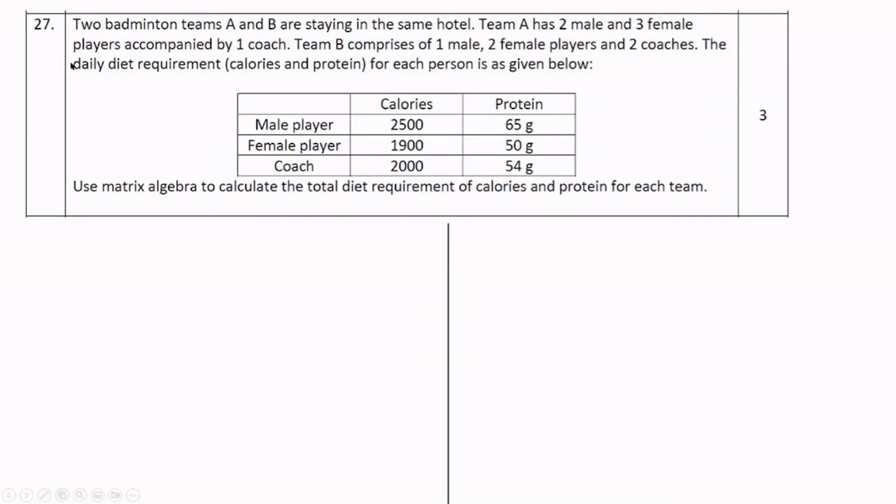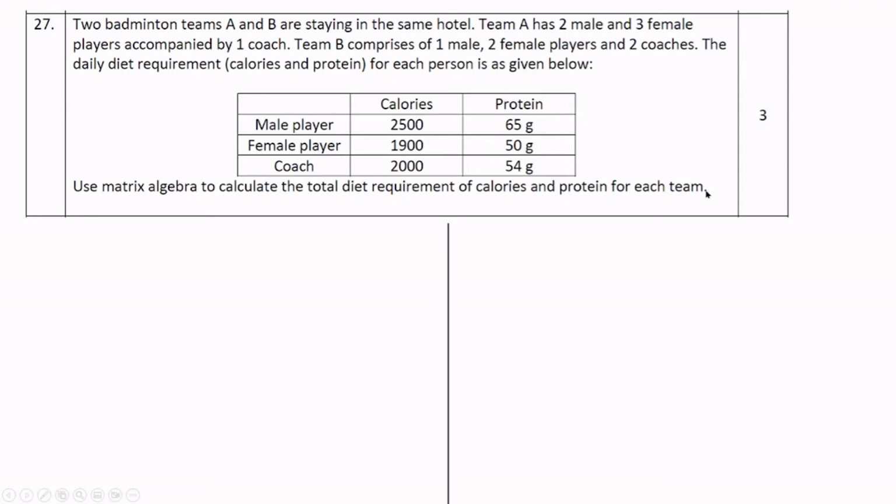Moving on to the next question, we have the 27th question. Two badminton teams A and B are staying in the same hotel. Team A has 2 male and 3 female players accompanied by 1 coach. Team B comprises 1 male, 2 female players and 2 coaches. The daily diet requirement, calories and protein, for each person is as given below. So we have the calories and protein required by each player, male, female and the coach. Use matrix algebra to calculate the total diet requirement of calories and protein for each team.